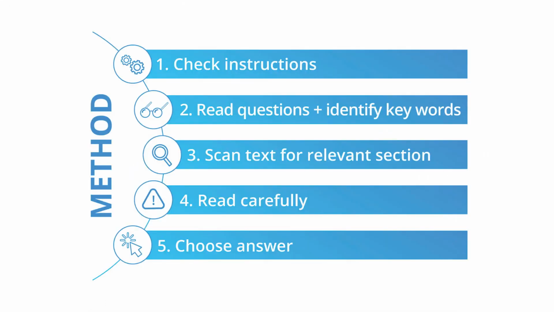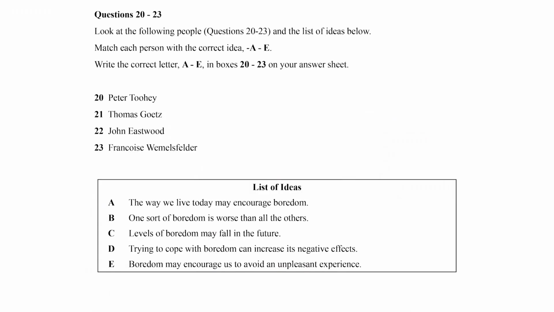We are going to use the same method that we use for most of our questions. First, we check the instructions and we read the questions or options depending on the most efficient way and identify the keywords. And then we scan for the keywords in the relevant section, read the relevant section carefully, and finally we choose the suitable answers for the question. Let's do the first question together.